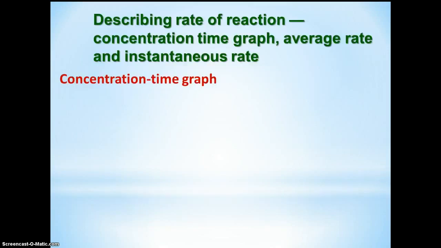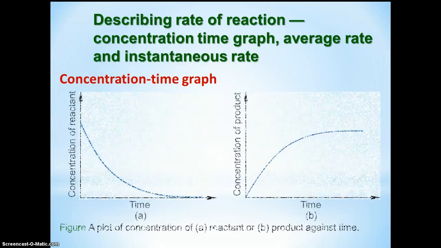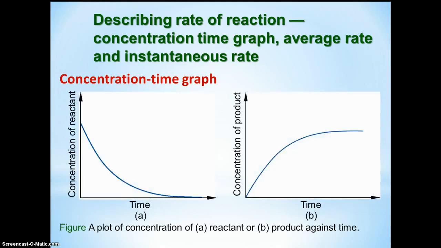A concentration time graph shows the relationship between the concentration of a product or reactant versus time. These two are typical examples that we can understand. On the left-hand side, we have the concentration time graph of the reactant versus time. This one is quite easy to understand.